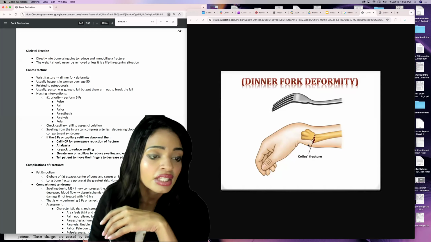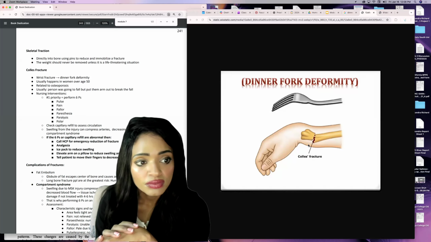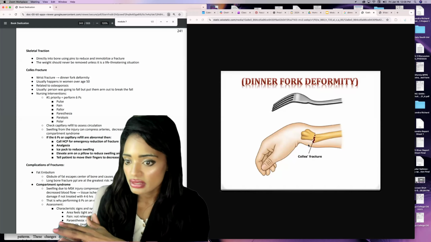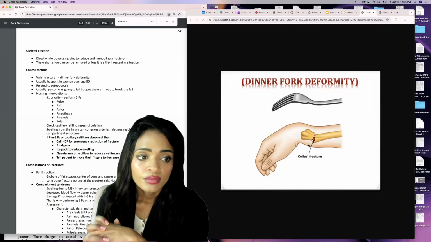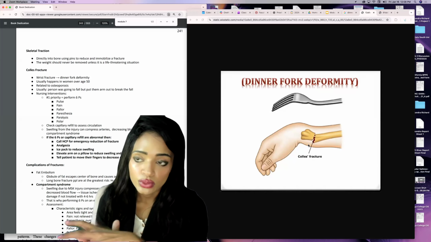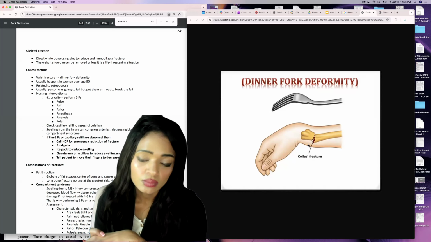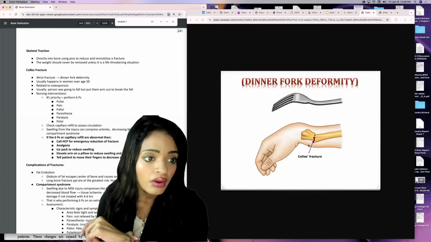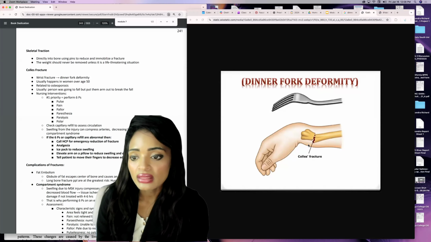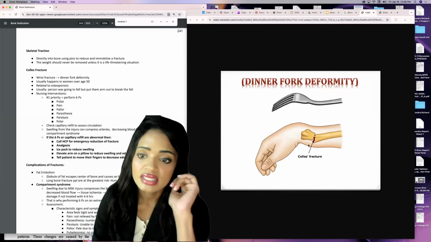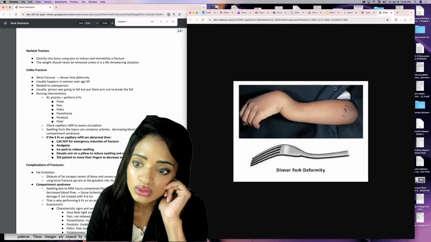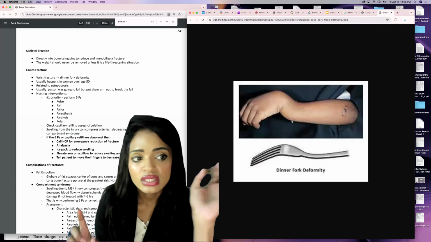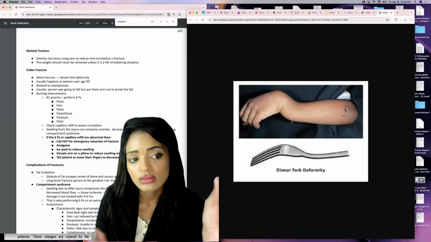It usually happens to women over the age of 50, and it's related to osteoporosis, because as we age, our bone mass decreases, and especially in someone with osteoporosis, which we're going to learn about a little bit later in lecture, they're more at risk for fractures. When they fall, they usually try to put their arm out to break the fall, and then they break their wrist, and it results in Cole's fracture or a dinner fork deformity. If you see Cole's fracture on NCLEX, I want you to think dinner fork deformity.